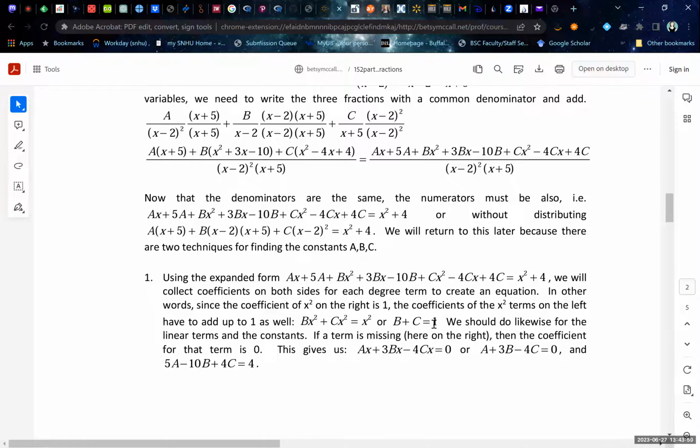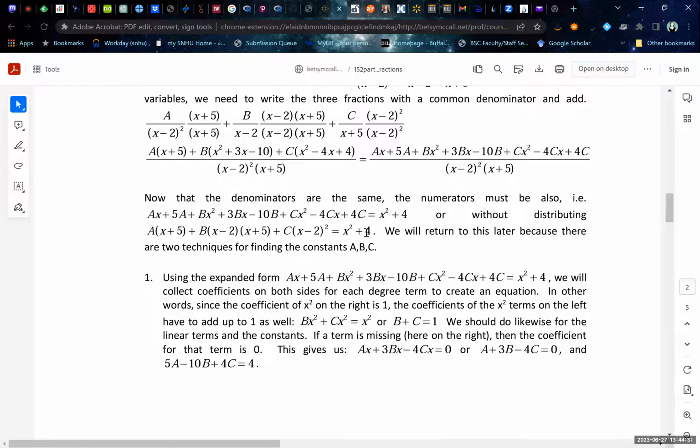And so we do the same thing for the linear components. There are no linear components on the original numerator. And so if we pull out our linear terms, we've got a, we've got 3bx, and we've got minus 4cx. Those have to be equal to 0. And again, if we divide out the x, we end up with a plus 3b minus 4c is equal to 0. And then we do the same thing for the constant.